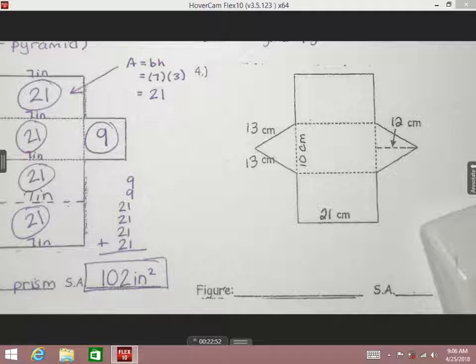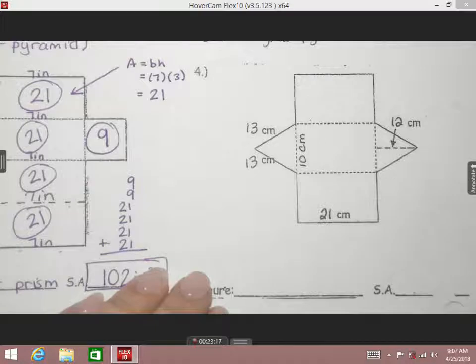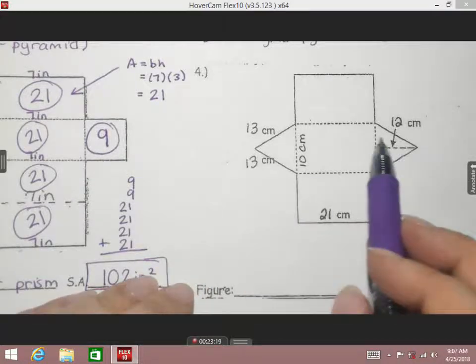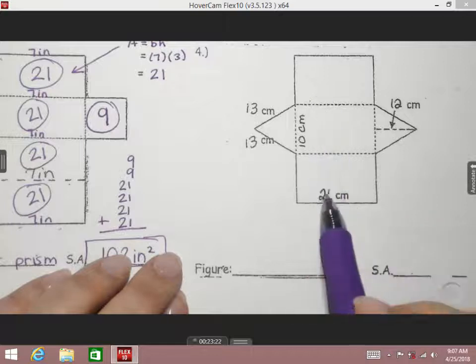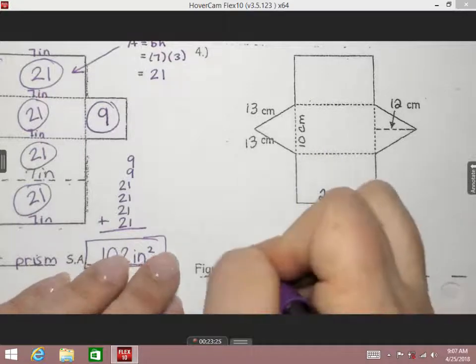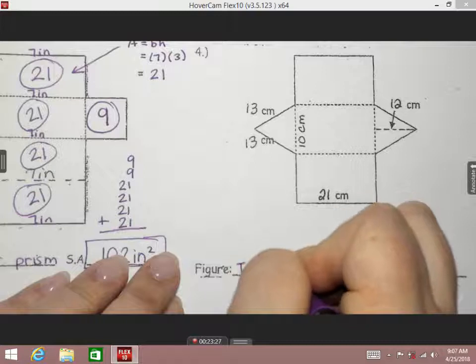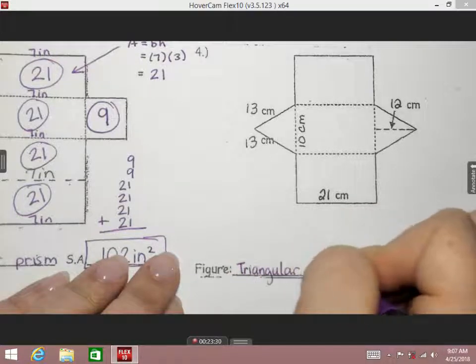On number 4, what's that going to be, Lena? Is it a prism or a pyramid? Okay. And are there any other shapes that it would wrap around besides rectangles? They are triangles. So if the rectangles make it a prism, the triangles make it triangular. So it's a triangular prism.